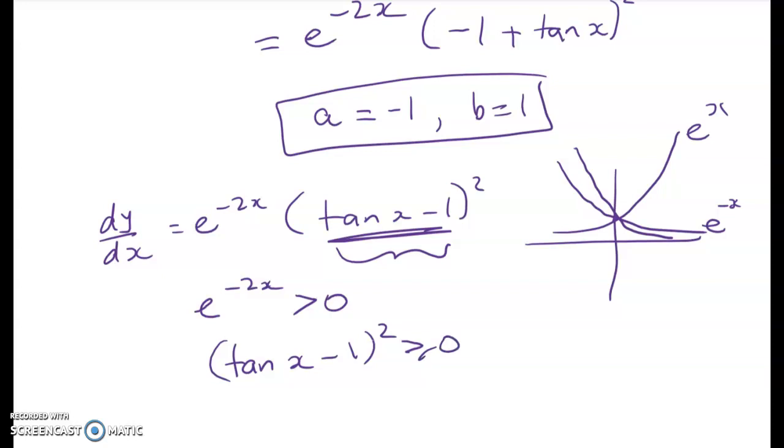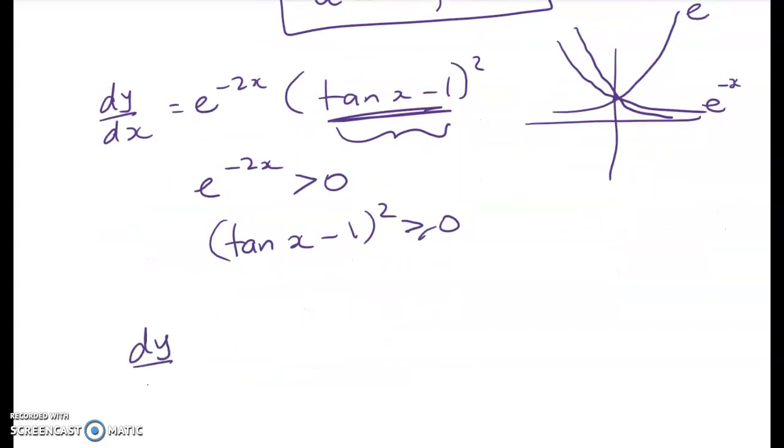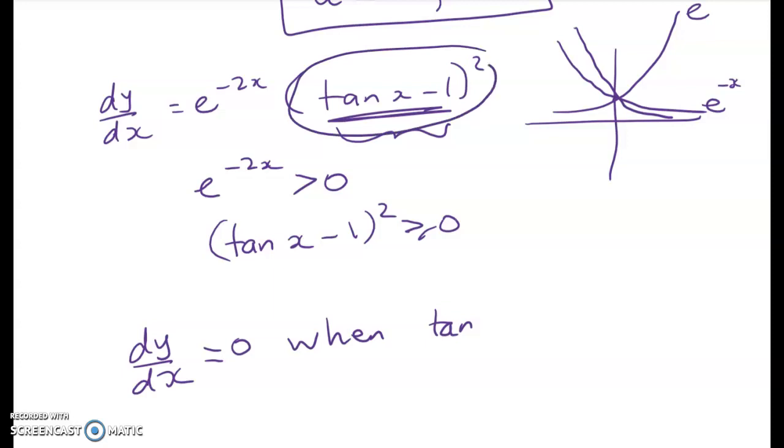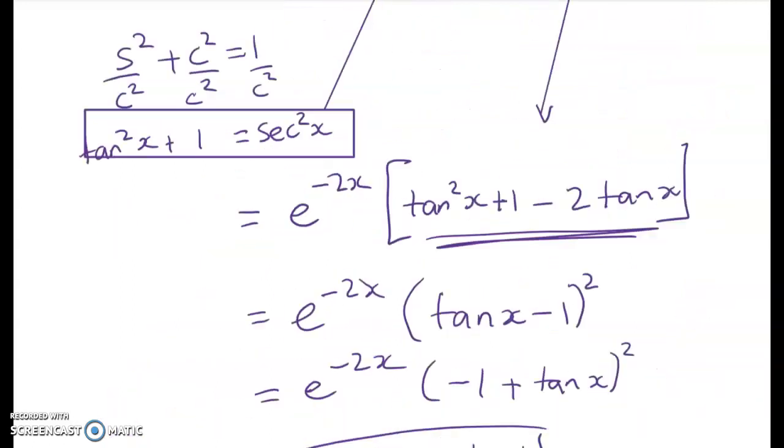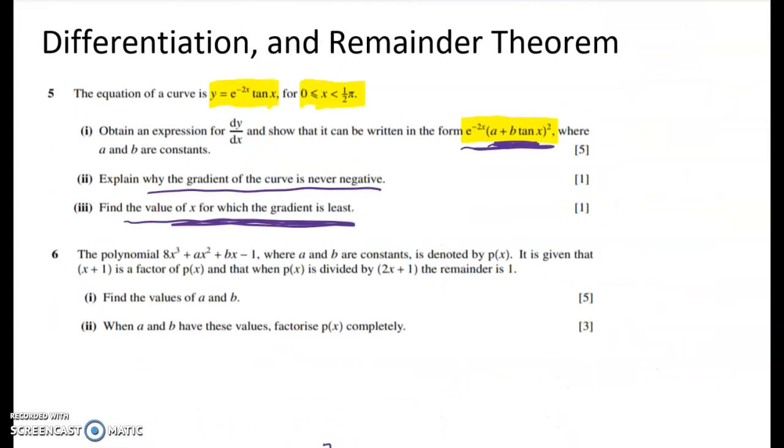So when can we minimize this function? Well, it'll be when it equals 0. So dy by dx equals 0 when this term is equal to 0, because this one can't be. So when tan x equals 1, and so x is going to equal pi on 4. Remember that I'm just working with x values between 0 and pi on 2, so there's only one solution to that. So that's the first question done. Okay, so the gradient is lowest when x is pi on 4. Okay, let's take a look at the next one.